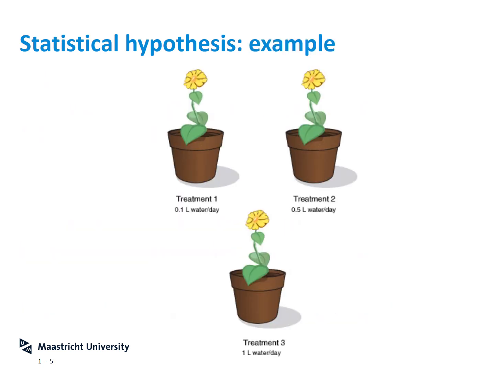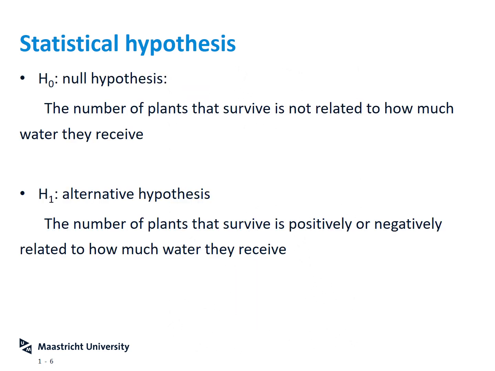Now, if we look at an example for this, you can have two variables. For instance, we have a certain plant and we want to see what the effect of giving the plant more or less water each day is and how that affects growth. In our experiment, the null hypothesis will be that the number of plants that survive, or how fast they grow, is not related to how much water they receive. The alternative hypothesis will be there is a correlation.